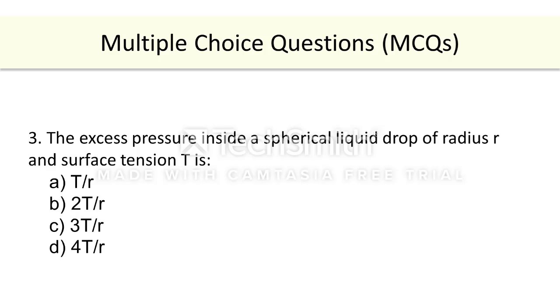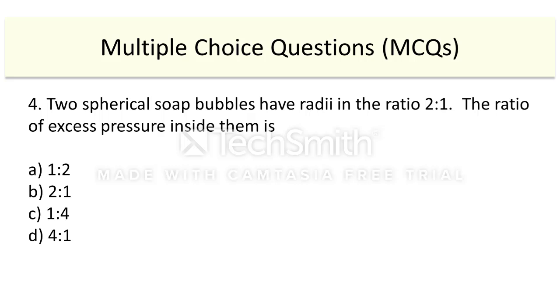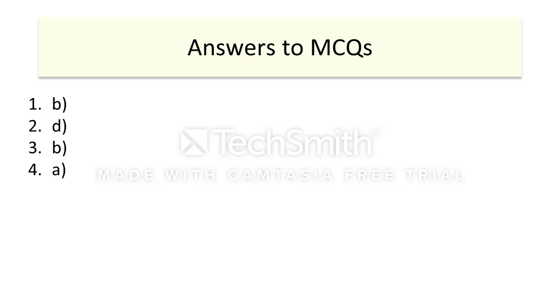The third question is: the excess pressure inside a spherical liquid drop of radius R and surface tension T is: option A T by R, option B 2T by R, option C 3T by R and option D 4T by R. Fourth question is: two spherical soap bubbles have radii in the ratio 2:1. The ratio of excess pressure inside them is: A 1:2, B 2:1, C 1:4 and D 4:1. These are the answers to the MCQs that I had given.